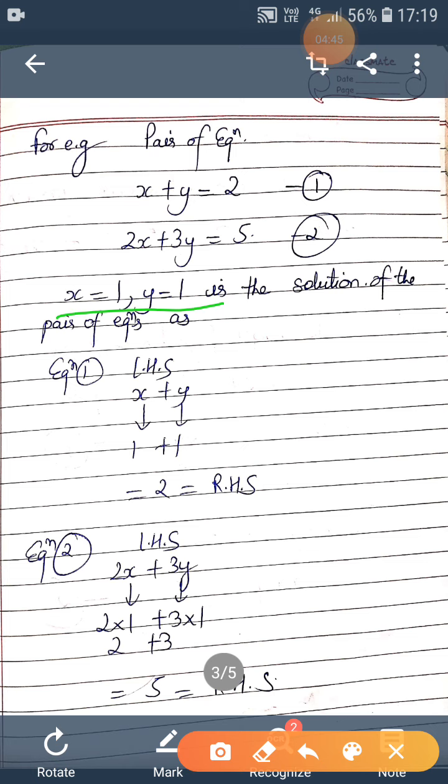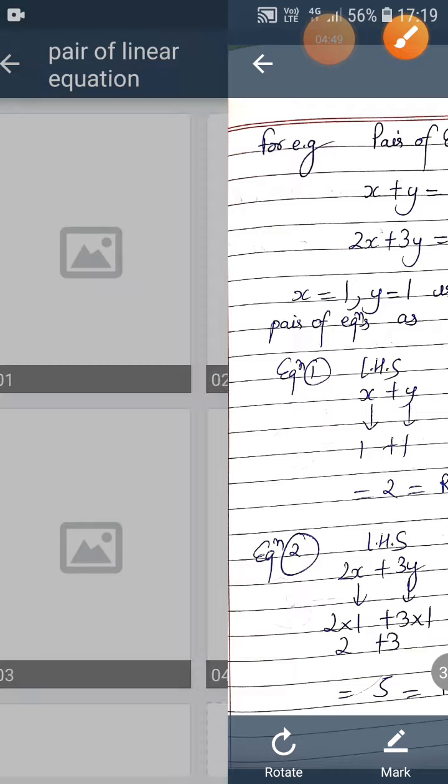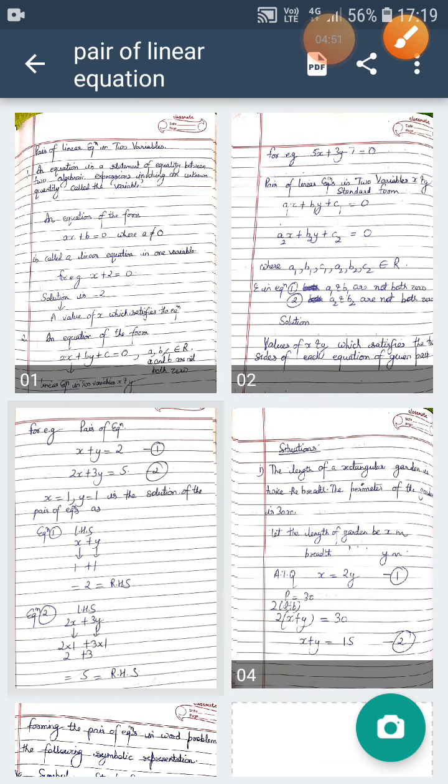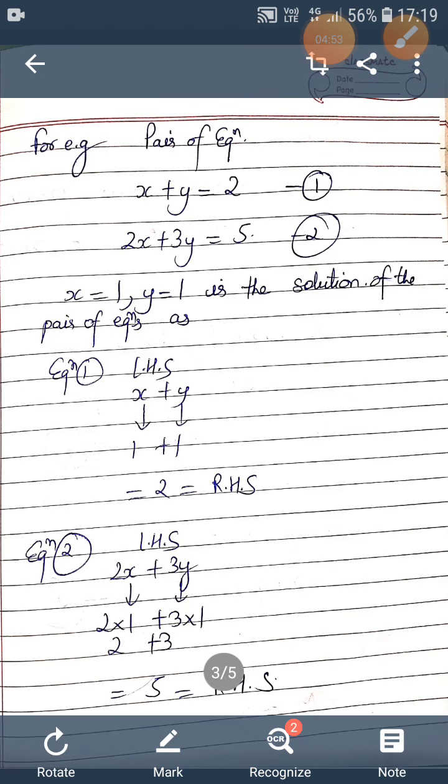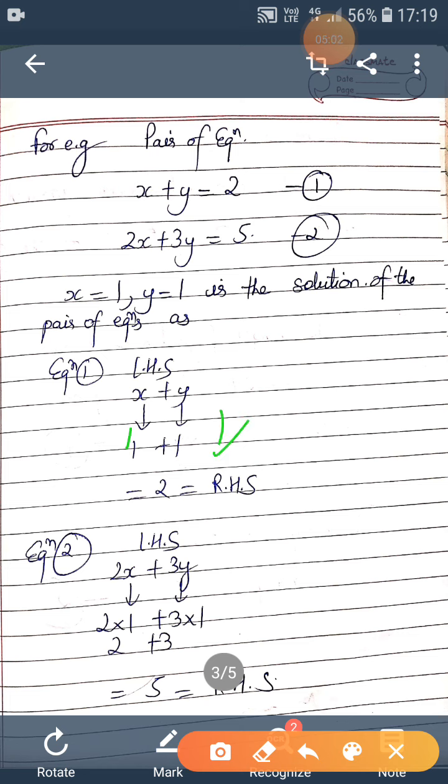It is called the solution because when we write it in the first equation, we take the left hand side. The left hand side of the first equation is x plus y. In place of x, we are writing 1, and y is also 1. So 1 plus 1 gives us 2, and 2 is the value of the RHS also. So it is satisfying x equals 1 and y equals 1. It is satisfying equation 1.